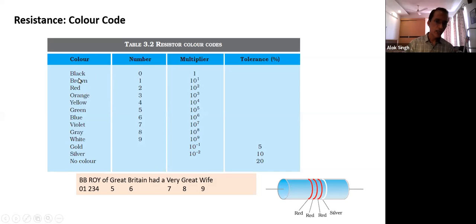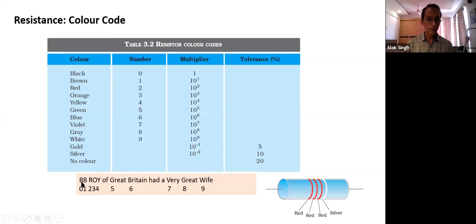So how do we remember the order? We pick up the first alphabet of each color, and this is a mnemonic we have. What is a mnemonic? We'll write that one and then understand. B.B. Roy of Great Britain had a very great wife. What does this sentence mean? Look at the highlighted letters in bold: the first letter B, second alphabet B, third alphabet R, fourth alphabet O, fifth alphabet Y.